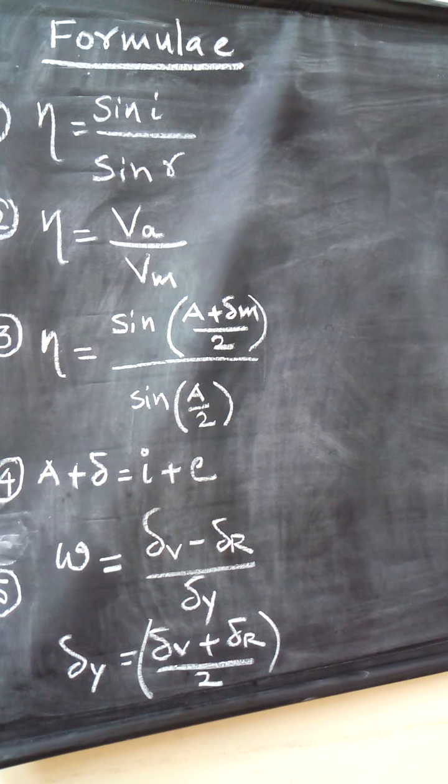The fifth formula is the formula for dispersive power, which is equal to (delta V minus delta R) upon delta Y. So delta V and delta R are the angles of deviation for the extreme two colors in the spectrum, and delta Y is the angle of deviation for the mean color. Here yellow is considered as mean. If you are not provided with the value of angle of deviation for yellow color, you can calculate that using the formula delta Y is equal to (delta V plus delta R) upon 2, as it is the mean deviation.